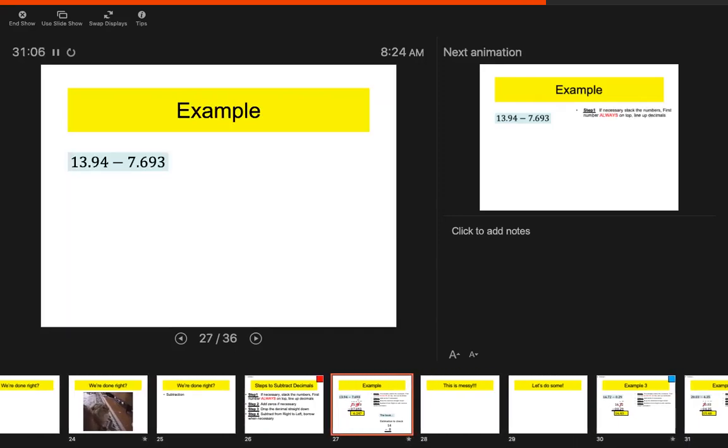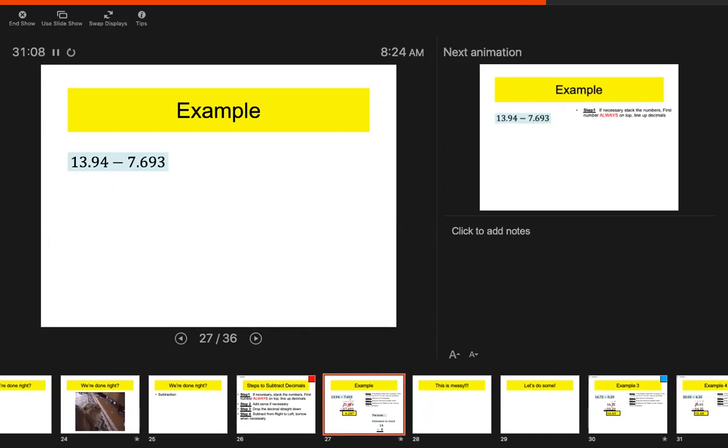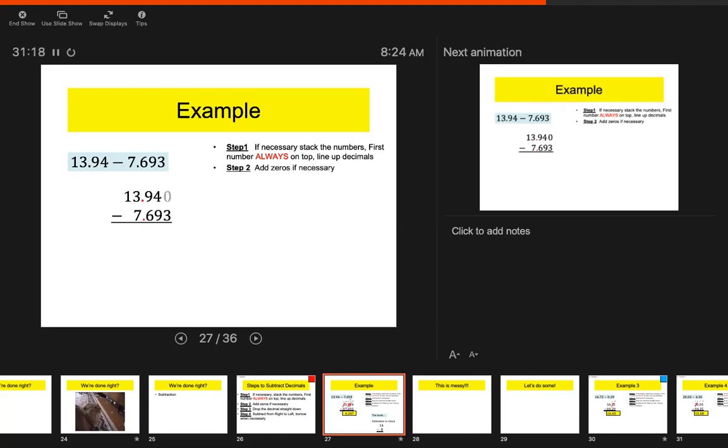Okay, so please don't assume that you can subtract in any order. You can't. The first number must go on top. The second number must go on bottom. We're lining up decimal places, adding zeros if necessary, and dropping down the decimal. So that part is the same. Now we are subtracting.